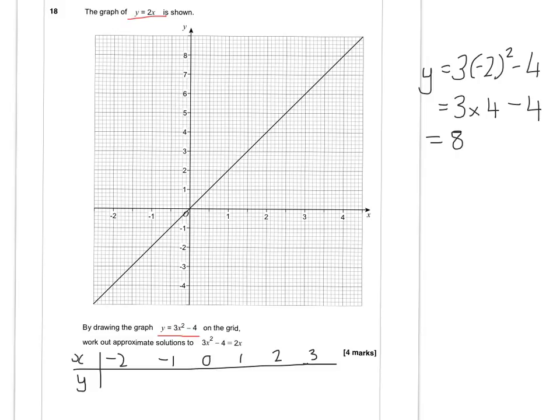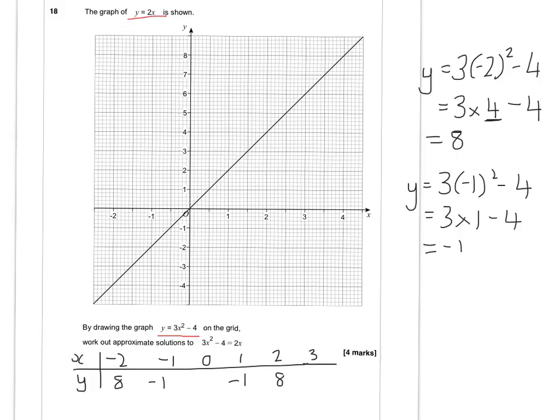So I know this value is 8, which also means I know this value, because when I substitute in 2, I still get this 4 here. So it gives me the same value. Right, I'll do it now for -1. Swap x for -1, work it out. -1 squared is 1. Work it out, then it gives you -1. So I know this is -1 here, and I know this is -1 here.